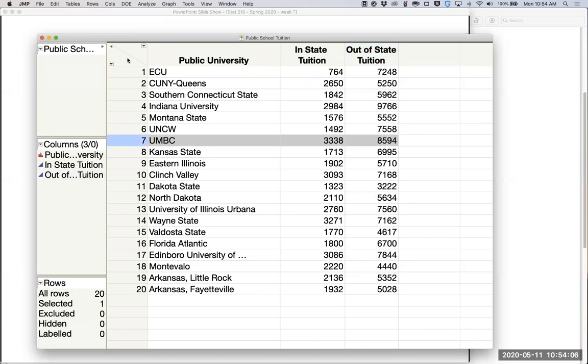Now, at some schools, there's not much of a difference between them. At some schools, there's a huge difference between them. In any case, I want to know, how big is that difference?